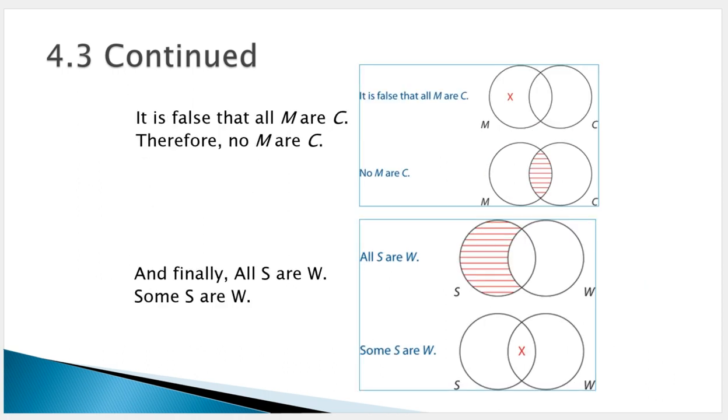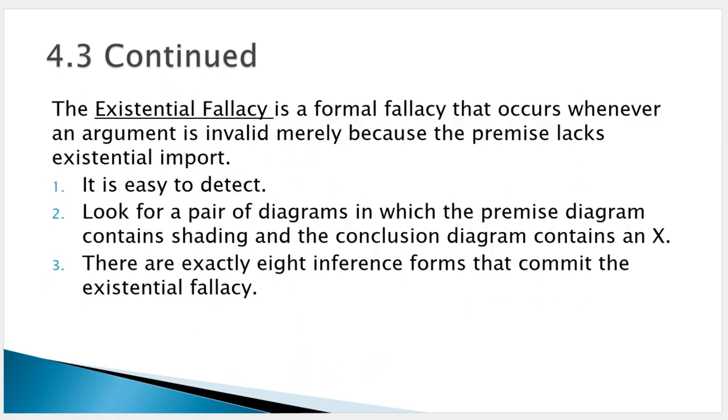So here's two more examples. It is false that all M are C, and then there's some M are not C. Notice they're not the same, right? Not the same. Finally, all S are W, some S are W. All S, it is, and this is some. So it's important that you can see those relationships in the Venn diagrams and what they stand for.